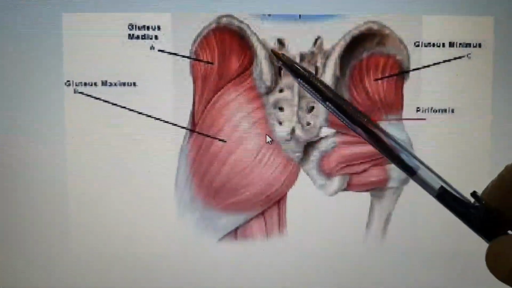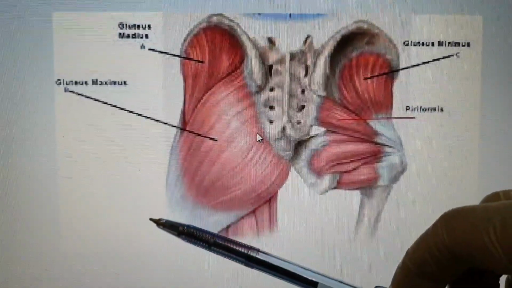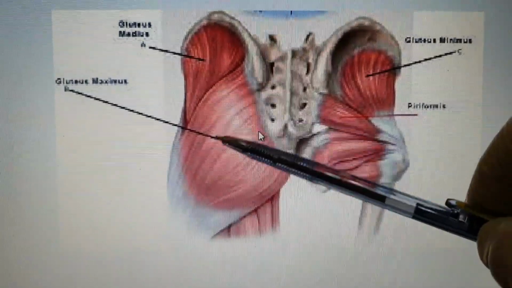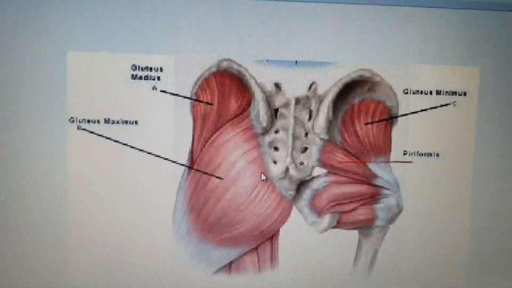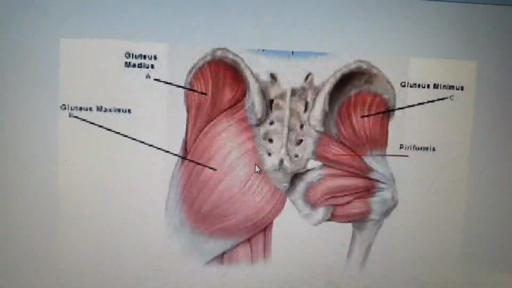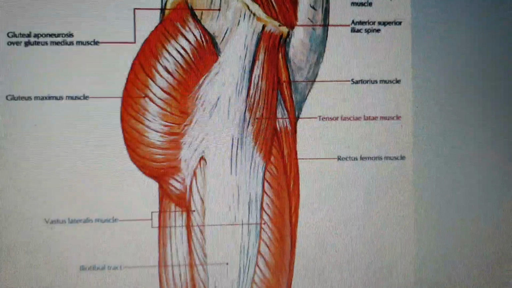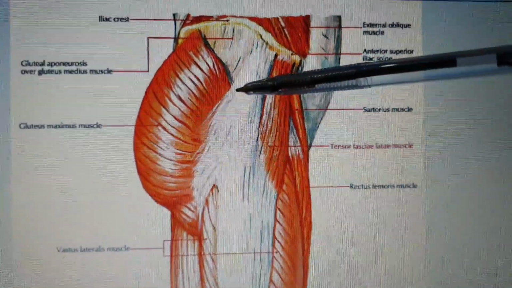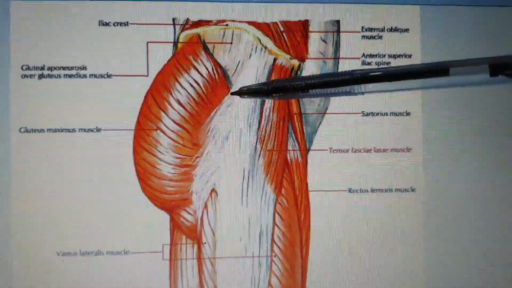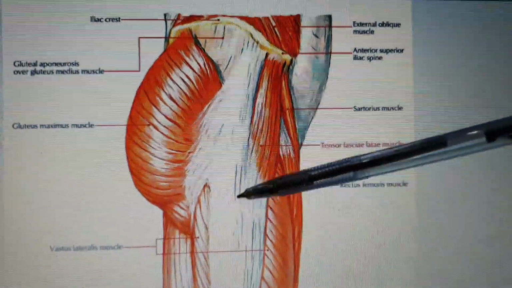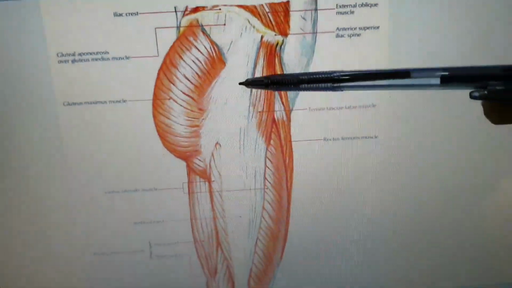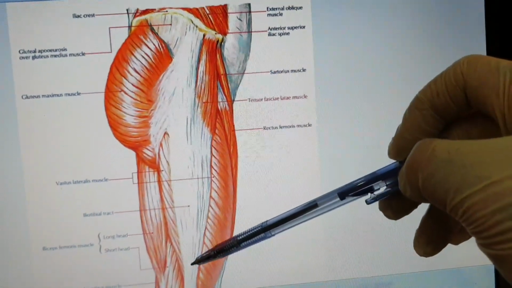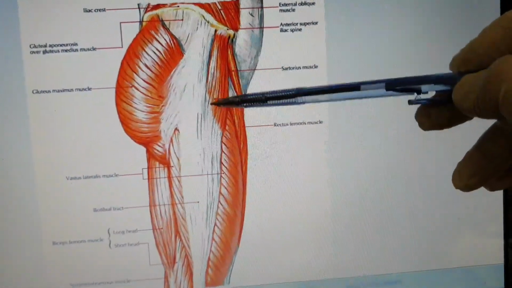This muscle goes downwards and laterally like a flap, and it covers the rest of the muscles of the gluteal region, and it will get its attachment to the iliotibial tract along with the tensor fascia lata. Here you can see the lateral aspect of this muscle, which is getting inserted into the iliotibial tract. This iliotibial tract is named because it starts from the ilium and goes down to the tibia, and this muscle is the tensor fascia lata.